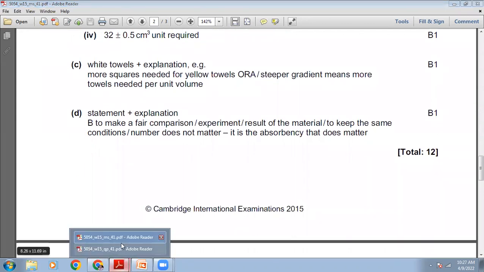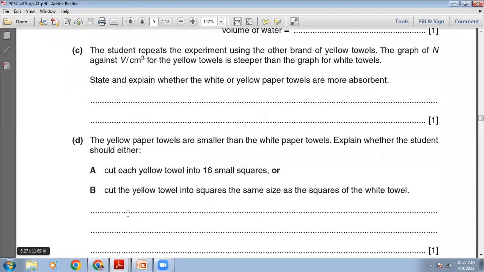Then we have the C part. He says the student repeats the experiment using another brand of towel, the yellow towel. The graph of N against V in cm³ for the yellow towel is steeper than the graph for the white towel. State and explain whether the white or the yellow paper towels are more absorbent.